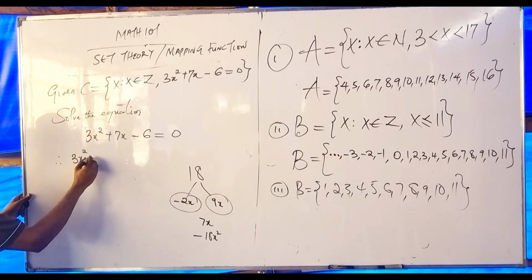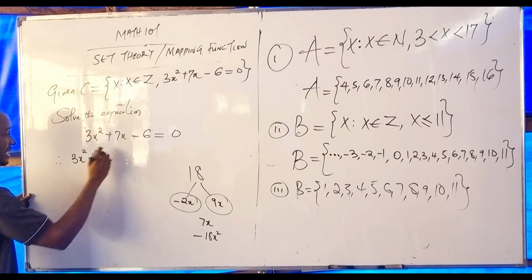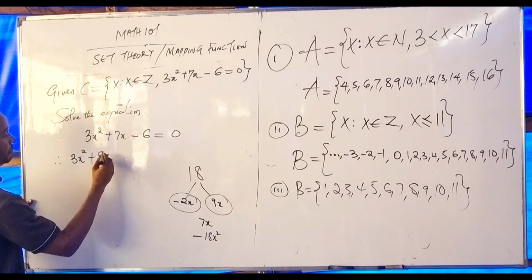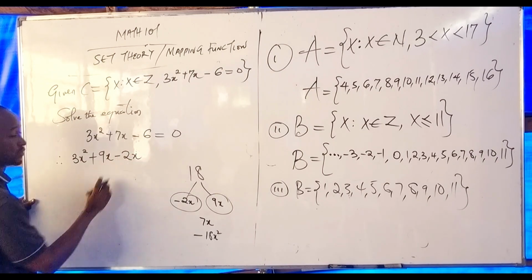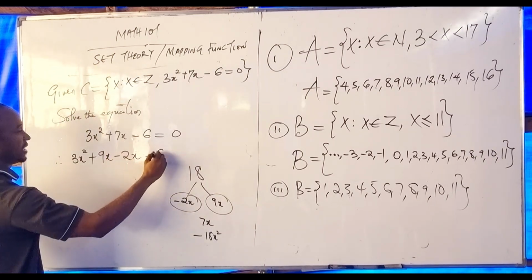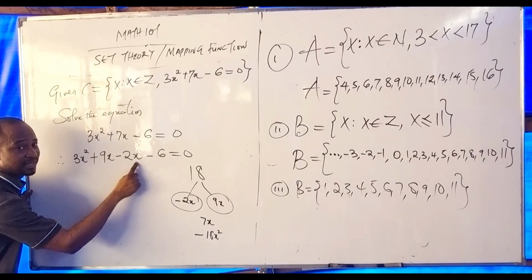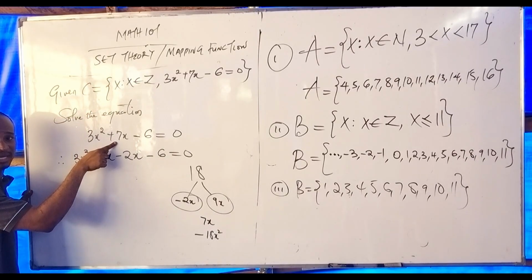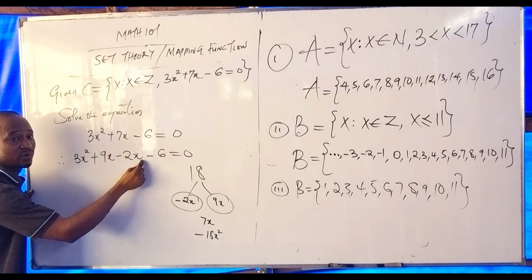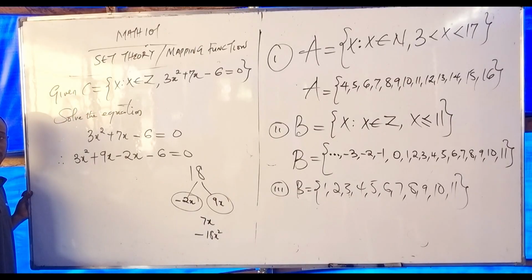So we can say therefore, here we have 3x squared. Let's replace here. We have plus 9x. Are you seeing what I'm doing here? Minus 2x. What do you have here? Minus 6 equals 0. 9x minus 2x is 7x. 9x times minus 2x is minus 18x squared. Is that okay?